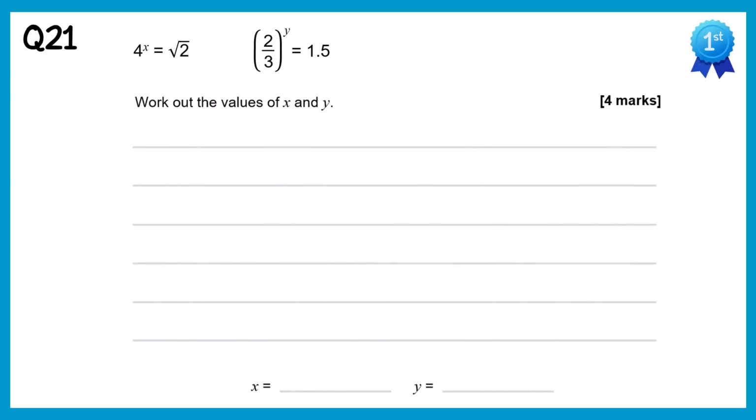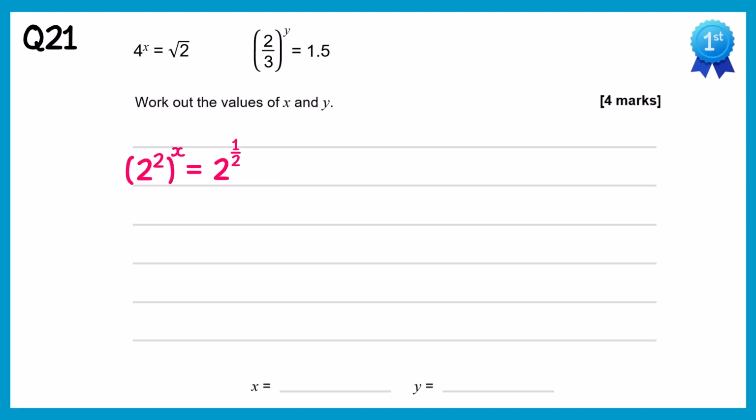For this question, we need to work out the values of x and y. Let's go for x first. The trick with this question is to rewrite both sides of this as powers of 2. You should know that the square root of 2 is the same as 2 to the power 1/2, since anything to the power a half is the square root of that number. On the left-hand side we have 4, which is 2 squared, since 2 times 2 is 4. So let's rewrite the 4 as 2 squared.